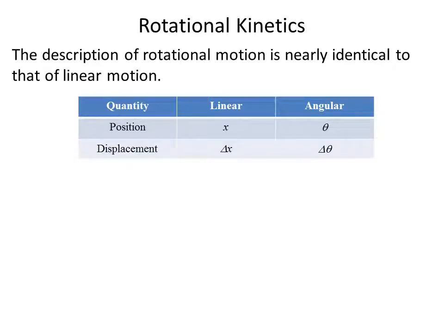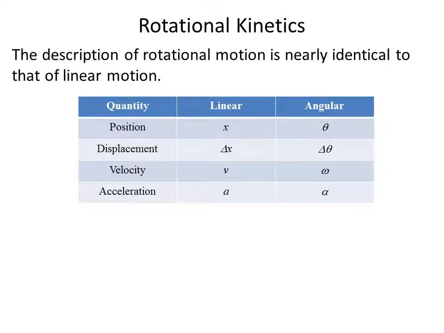The displacement is delta x for linear and delta theta for angular for the rotational motion. Velocity was represented by a v in linear, and it'll be omega in angular, so there's an angular velocity also. There's an acceleration in both. The linear acceleration was often represented by an a, the rotational acceleration by the angular acceleration alpha.